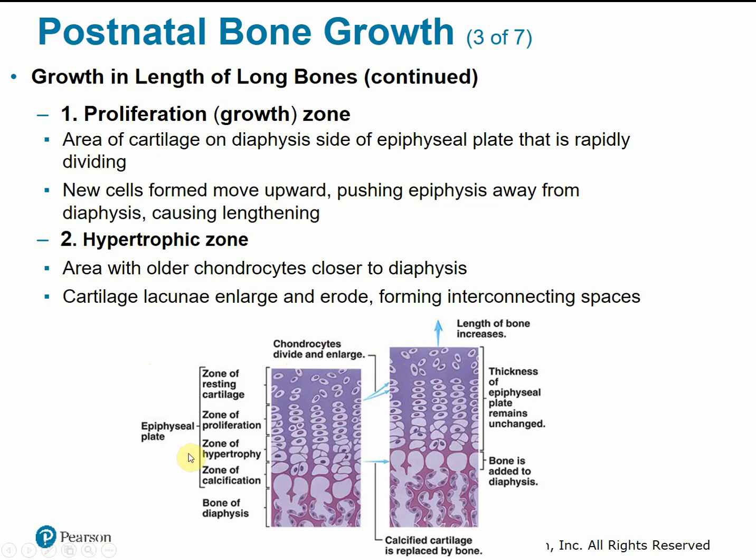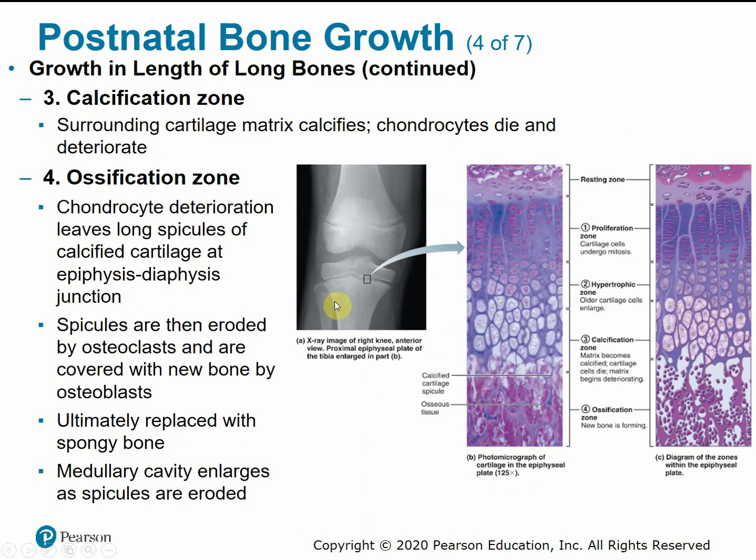The hypertrophic zone is where these older chondrocytes closer to the diaphysis will start to get larger and start to break down. So as they enlarge and break down, they're going to form these interconnecting spaces that will contribute to the later bone structure. The calcification zone is where the cartilage matrix will begin to calcify. So the cartilage cells are dying and becoming calcified and hardened. The ossification zone is where we have new bone being formed.